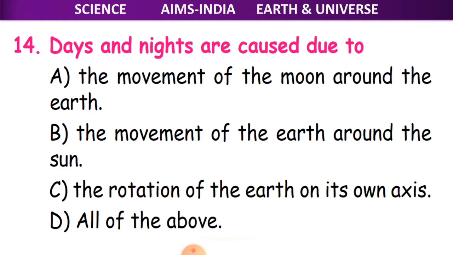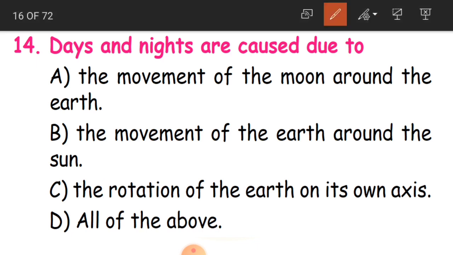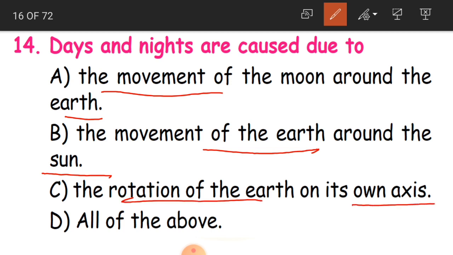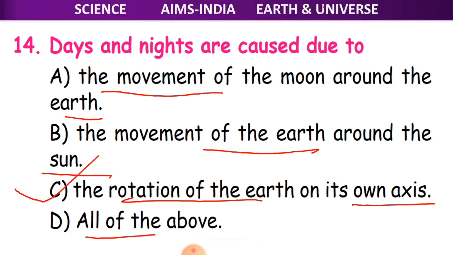Now, the 14th question. Days and nights are caused due to. Days and nights. Okay, we have day, we have a night. How are they caused? The movement of the moon around the earth, the movement of the earth around the sun, the rotation of the earth on its own axis, and all of the above. So what have we learned, children? As the rotation of the earth on its own axis is happening, days and nights are caused. No? Yes. So C is the correct option.